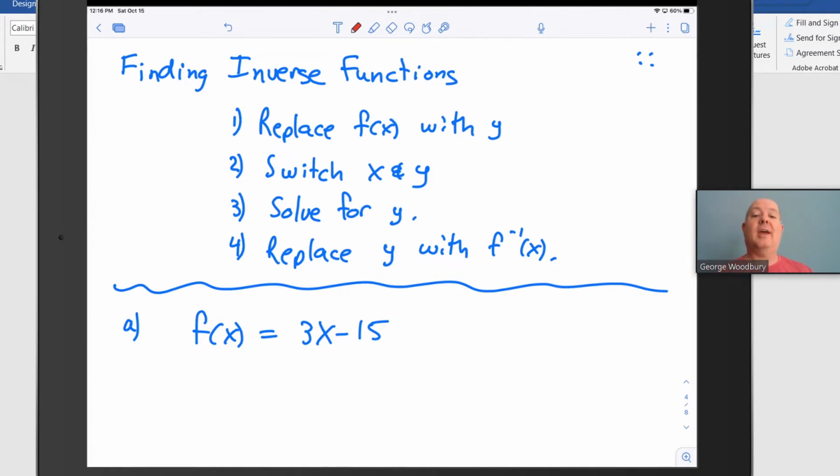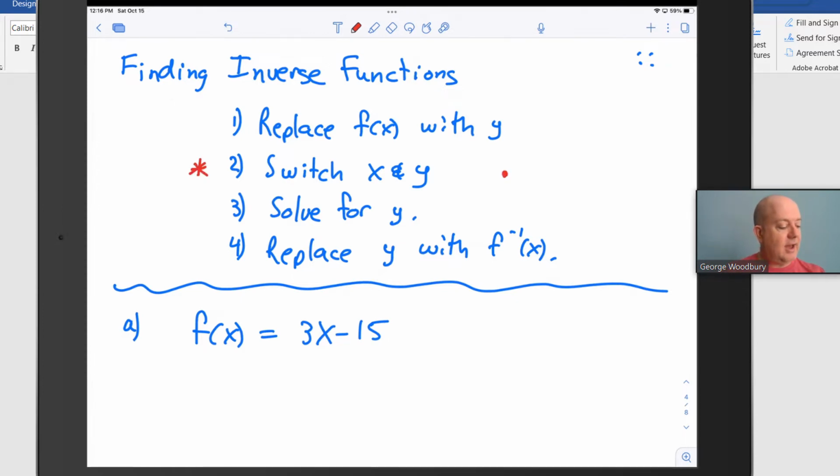We'll begin by replacing f of x with the variable y. Then we will switch x and y, and I'll talk about that in just a minute. We'll solve the new equation for y, and then we'll rewrite it using function notation. We'll replace y by f inverse of x. So the real important step here is step 2. What allows us to do that?